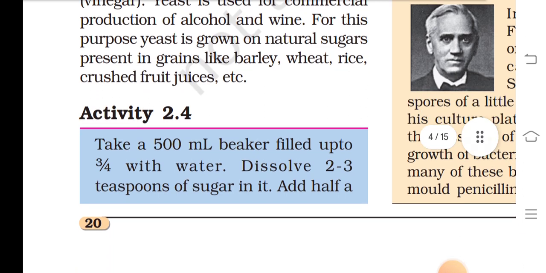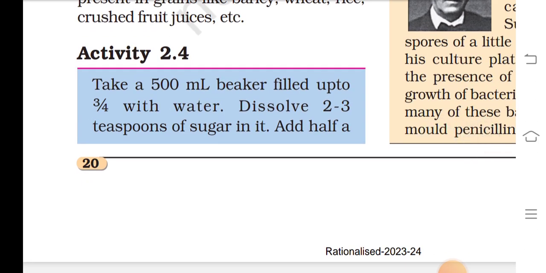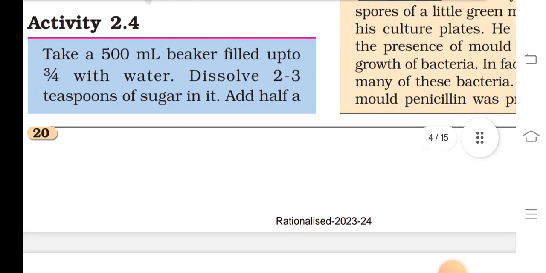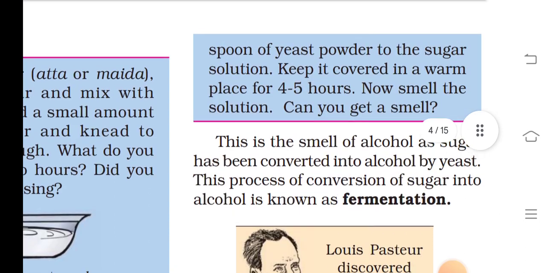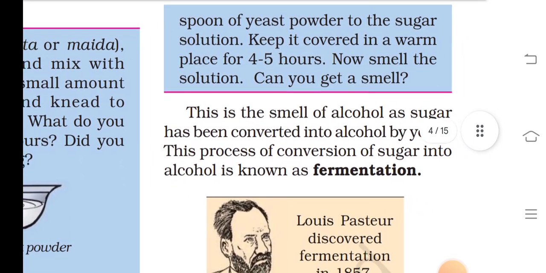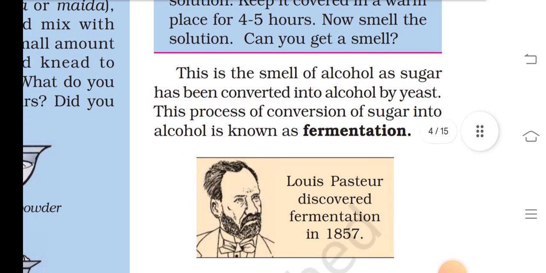Microorganisms are used for large scale production of alcohol, wine, acetic acid, and vinegar. Yeast is used for commercial production of alcohol and wine. For this purpose, yeast is grown on natural sugars present in grains like barley, wheat, rice, crushed fruit juice, etc. Take a 500 ml beaker filled up to three-fourths with water, dissolve 2-3 teaspoons of sugar in it, and add half a spoon of yeast powder to the sugar solution. Keep it covered in a warm place for 5 hours.